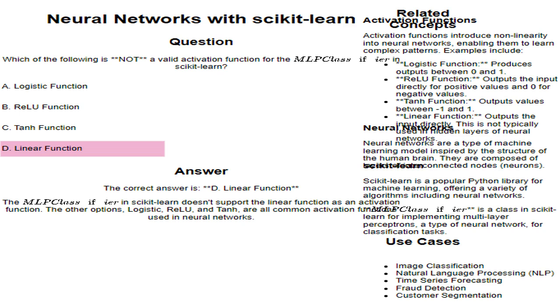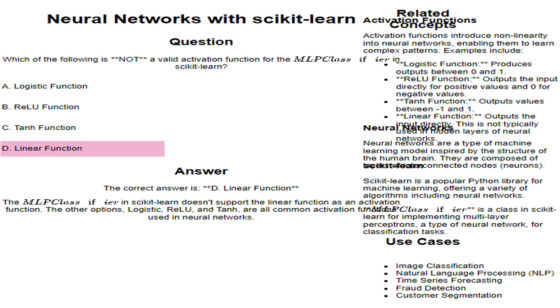Let's say the input to a neuron is 2.5. Using the ReLU activation function, the output will be 2.5 since it's positive. However, if the input is -1.2, the output will be 0 since it's negative.